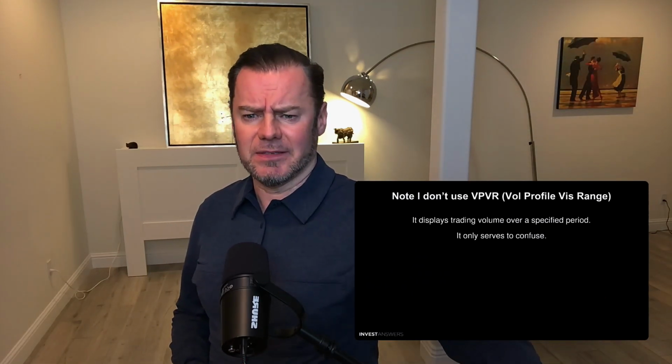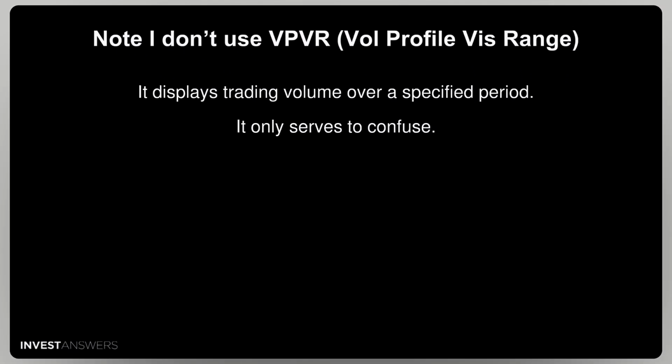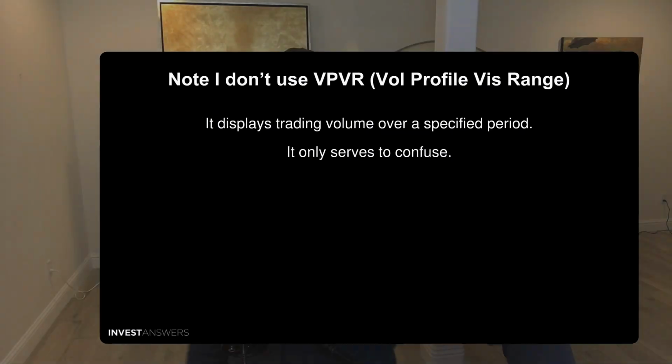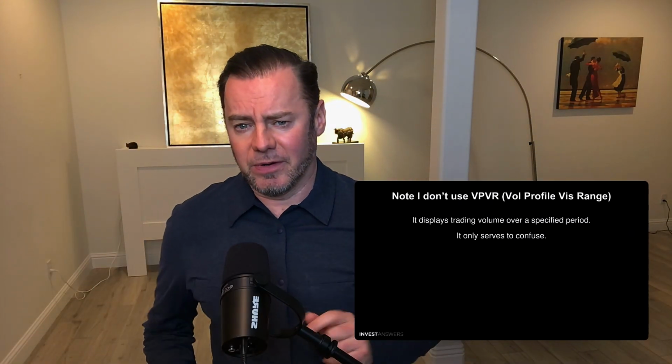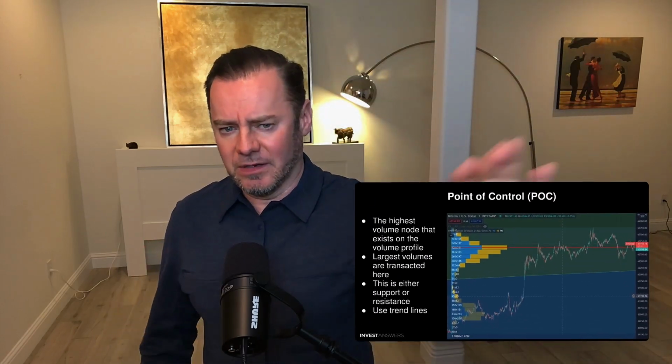Now, one thing I do want to mention, there's another thing called VPVR, which is volume profile visible range. That's where you use the VPVR over a period of time. It could be 3 months, 6 months, a year, whatever. I don't find this useful at all because things change so much. I just like to look at a trading period, and that typically would be an 8-hour trading day within the stock market, or in the case of Bitcoin, a 24-hour period. So very important to note how I use it. And you can, of course, do what you want.